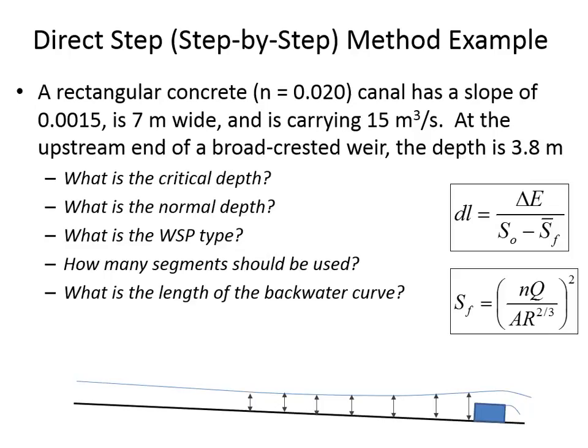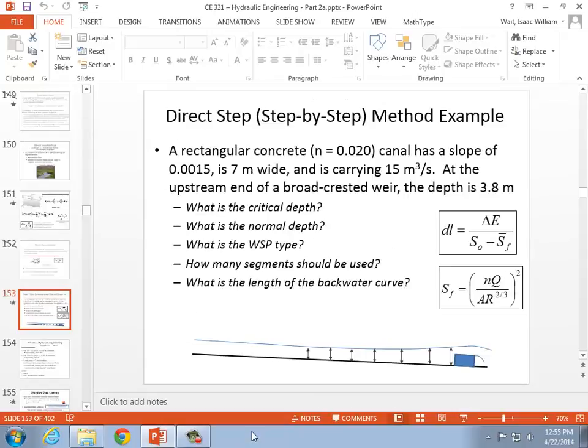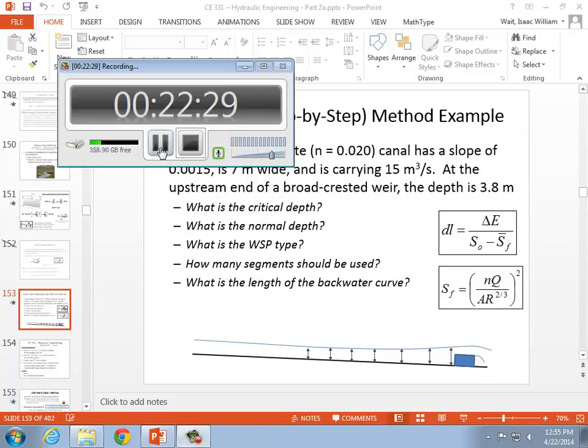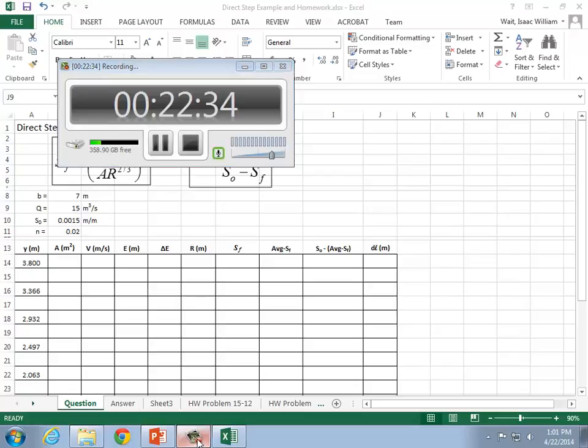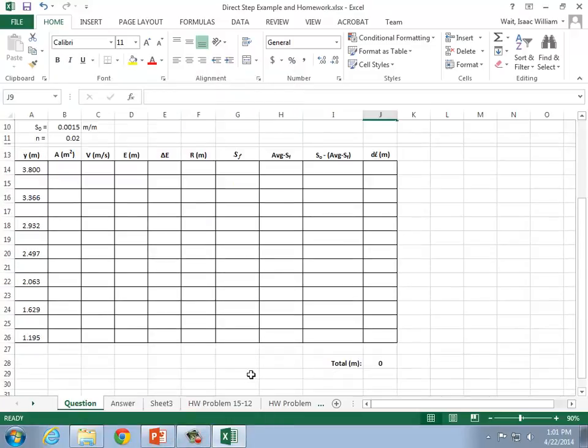Okay, so let's take a few minutes. I'm going to be quiet while you set this spreadsheet up. Basically, just translate what I've given you on paper into an Excel spreadsheet, and then I'll walk you through the procedure of how we calculate the overall length of the backwater curve. The DLs. We're going to total the DLs later.